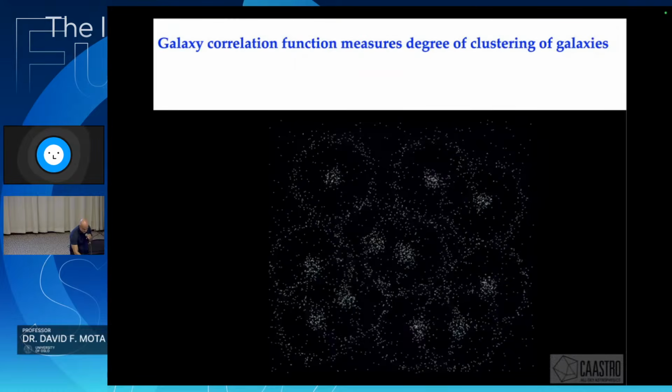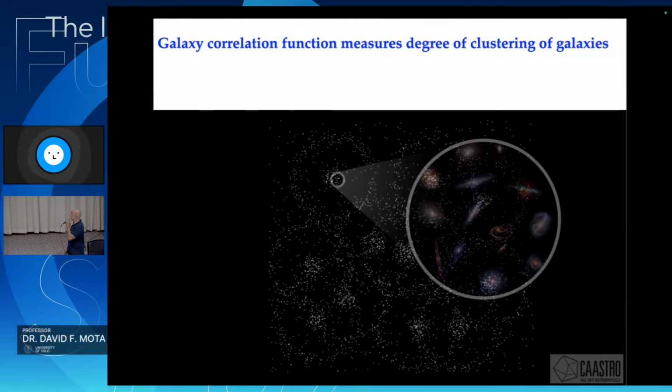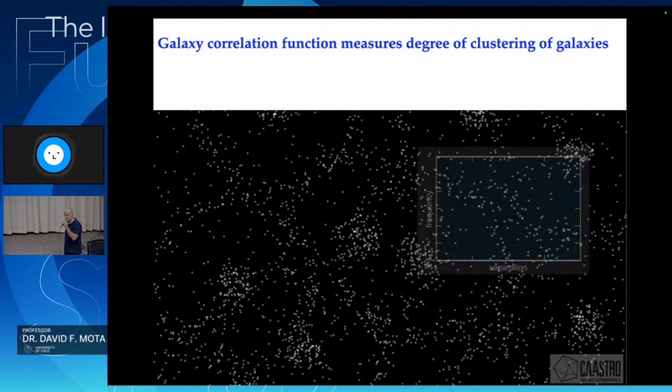The way cosmologists do it is very simple. We just measure the so-called galaxy correlation function, which is a measure of the degree of how galaxies cluster in the universe. This is a very nice animation that I'm showing you. You take the galaxies in a universe, and you just do a histogram of the distance between pairs of galaxies.